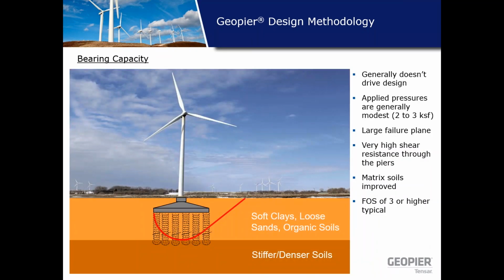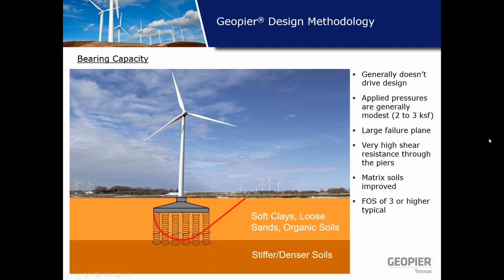All right, the last two things we analyze are bearing capacity and overturning. So in general, bearing capacity does not control our design. We have a very large failure surface for wind turbines. The pier zone itself has a very high shear strength, so the friction angle of a pier is somewhere in the 45-degree range, so you get great resistance through the piers. And in general, the applied pressures aren't all that large. So we are generally able to meet or significantly exceed the factor of safety of 3 for wind turbine applications.